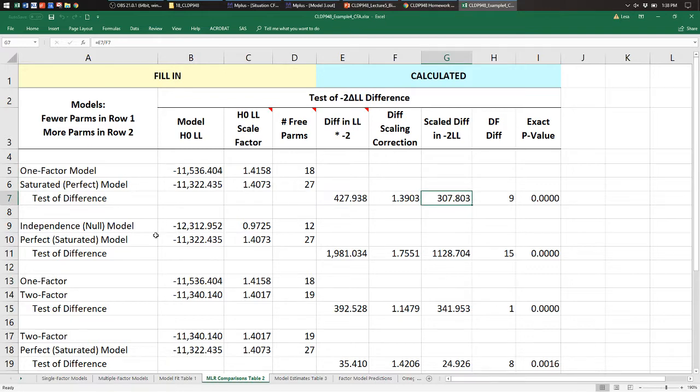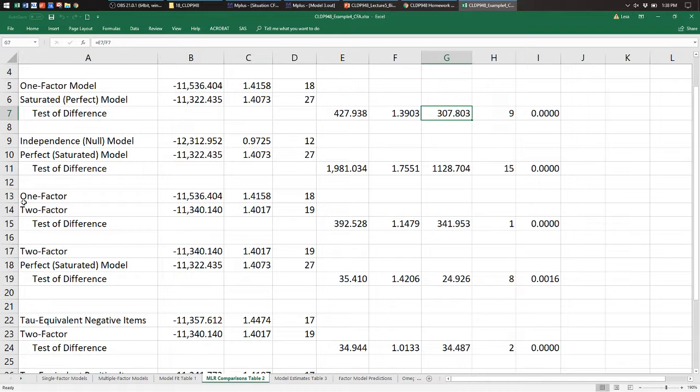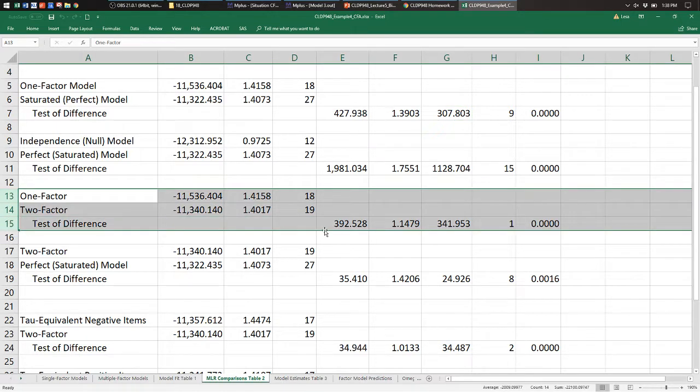So then when you compare subsequent models, such as a 1-factor versus a 2-factor, as I had done in this example, this is the test statistic for whether the 2-factor model fits better than 1, or whether the 1-factor fits worse than 2.